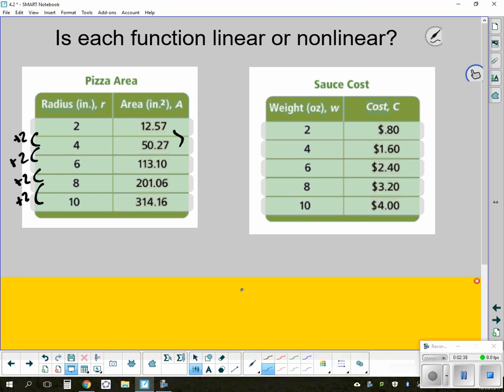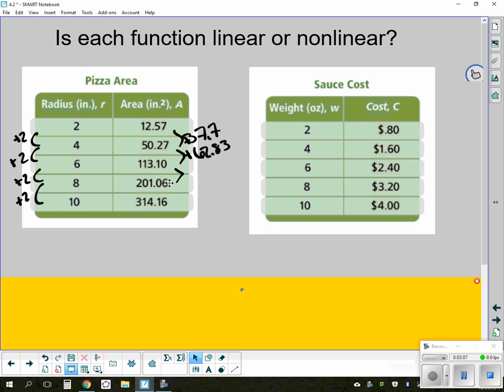Over here, let's see, I'm doing in my calculator 50.27 minus 12.57, and I get 37.7. Over here, I have 113.1, and I'm subtracting 50.27. So I had to add 62.83. Well, obviously, those are not the same number, okay? And that's okay. Let me do one more of these.